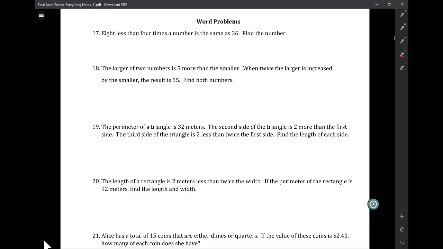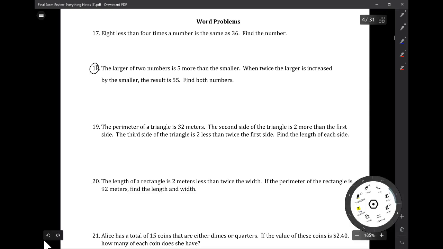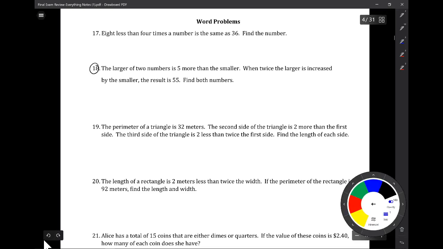So I'm not going to do every single one of these word problems. Obviously, we will be posting the answer key to this review packet on WITS, so if you want to try some of the other ones that I'm skipping, feel free to. But the first one I'm going to attempt with you guys is number 18. This is what we call a larger, smaller type of word problem.